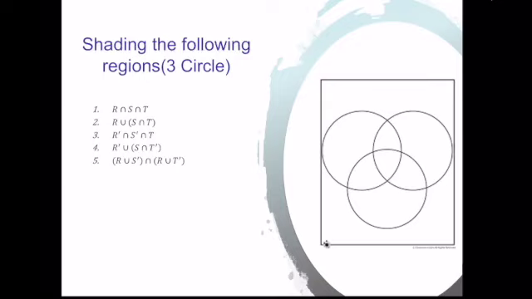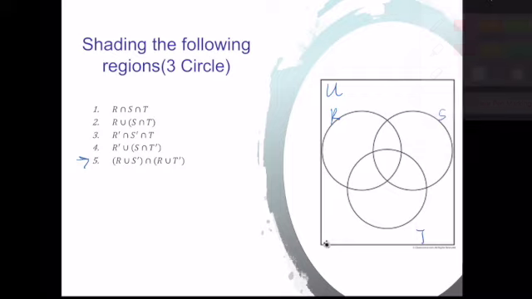So last but not least, I want to take a look at problem number 5, which is R union S complement intersects R union T complement. So the first thing I need to find is R union S complement and R union T complement, and then I can find where those intersect. So let's start with our first answer, and when I'm all done, I'm going to underline that in pink.